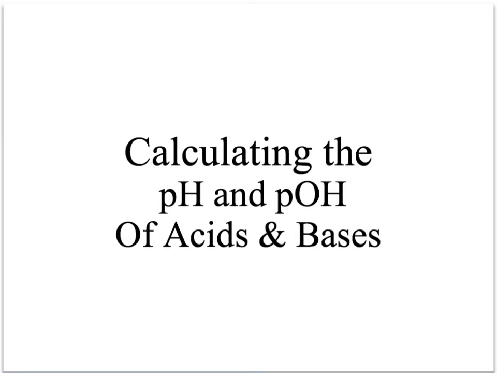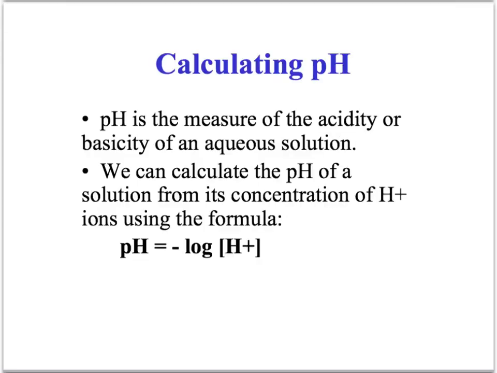In this video, you're going to learn how to calculate the pH and pOH of acids and bases. So far, we've discussed the pH values of several different substances, whether they're acid or a base, and now we're going to learn how to calculate the pH and pOH. So when we look at calculating pH first, we use the following formula. pH equals the negative log of the hydrogen ion concentration.